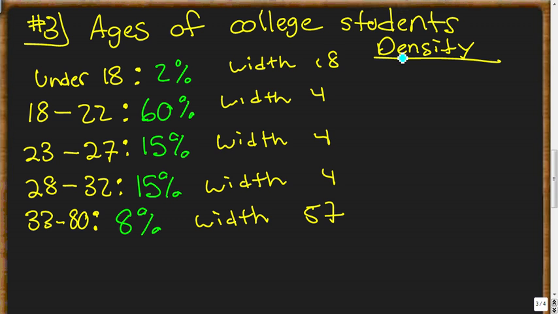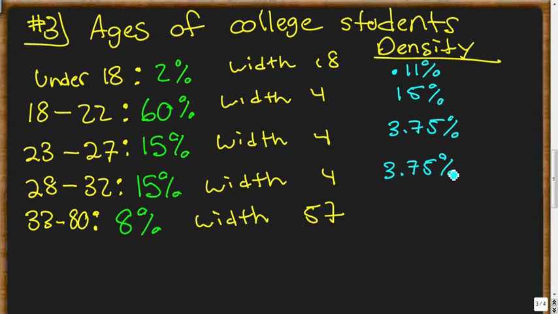So real quickly, if I went and did that, I would say 2% divided by 18 is going to be 0.11%. 60% divided by 4 is going to be 15%. 15% divided by 4 is going to be 3.75%. And then this is going to be 3.75%. And 8% divided by 57, well, now that is something. This is 1/7, a little over a seventh.